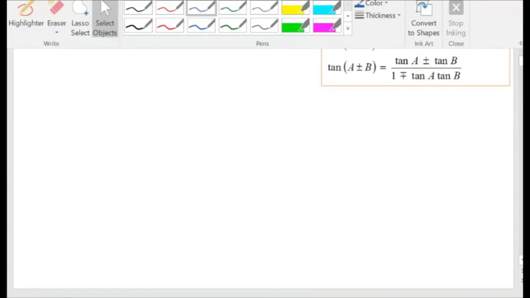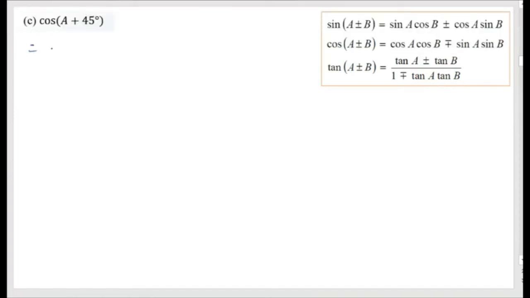Cos A plus 45 degree. Okay, we're using the addition formula first. We expand it out. So it will become cos A, 45 degree. So A, 45 degree. So this one use plus, right? Plus, so this one is negative, plus negative. So it's cos A cos 45 degree minus sine A sine 45 degree.